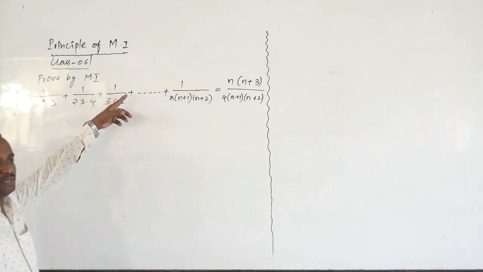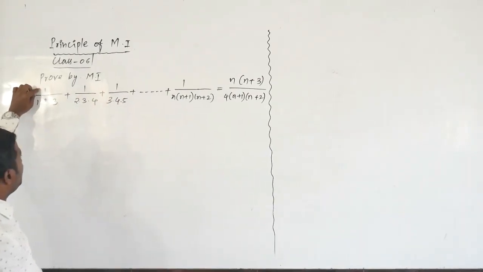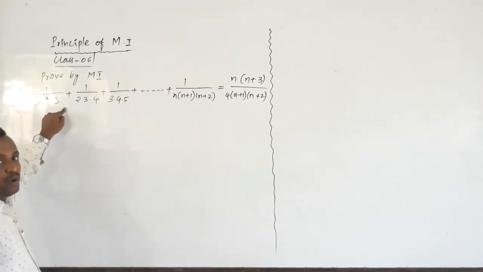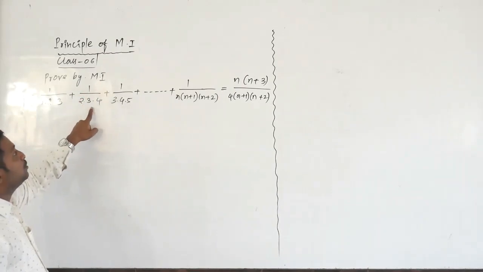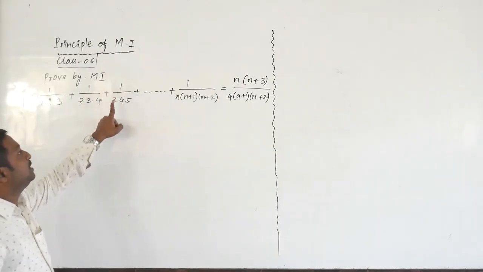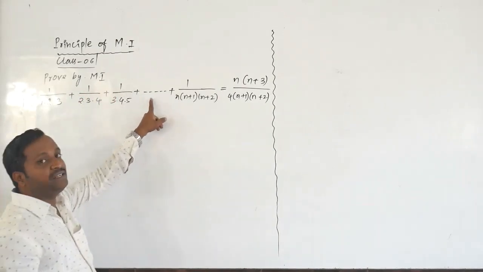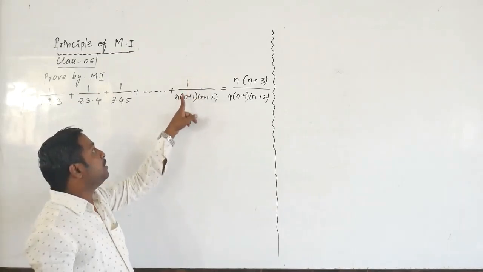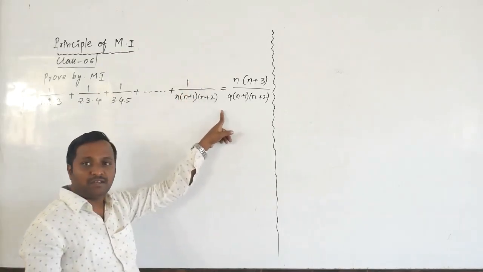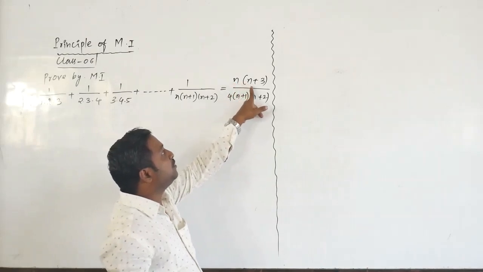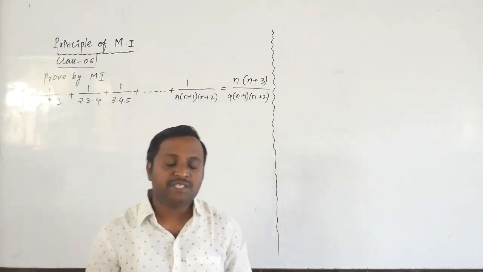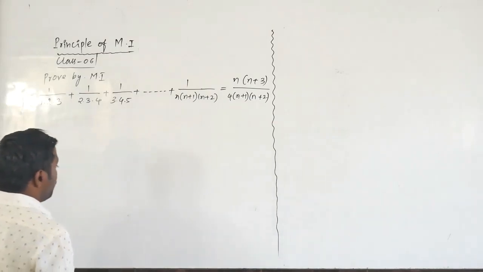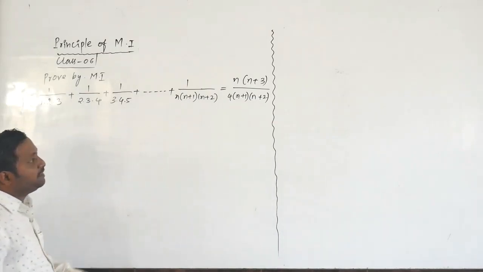Prove by using the principle of mathematical induction: 1 by 1 into 2 into 3 plus 1 by 2 into 3 into 4 plus 1 by 3 into 4 into 5 plus and so on plus 1 by n into n plus 1 into n plus 2 is equal to n into n plus 3 by 4 into n plus 1 into n plus 2. We have to prove this by using the principle of mathematical induction.